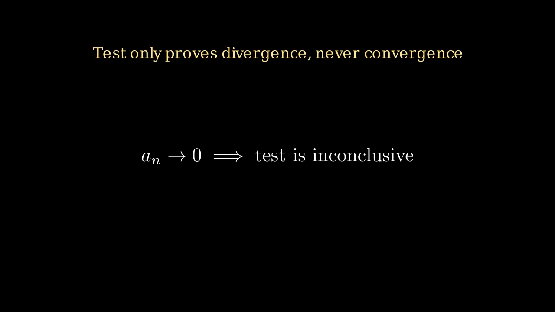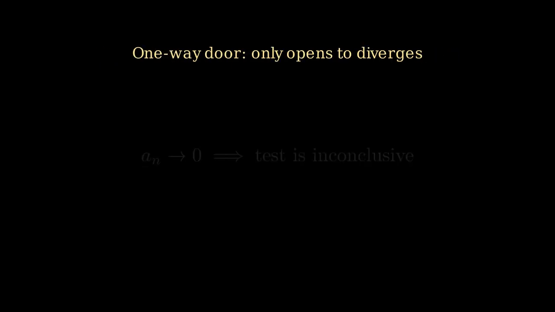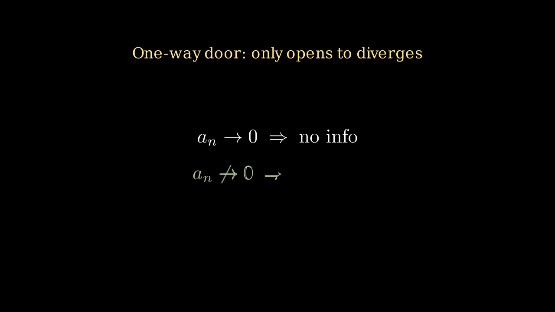So here's the teaching tip. Say the one-directional rule out loud and keep it visible. Terms approaching 0 tells you nothing about convergence, but terms failing to approach 0 tells you the series diverges, full stop. Treat this test as a one-way door that only ever opens toward diverges.